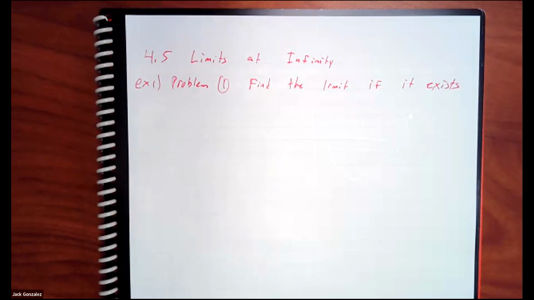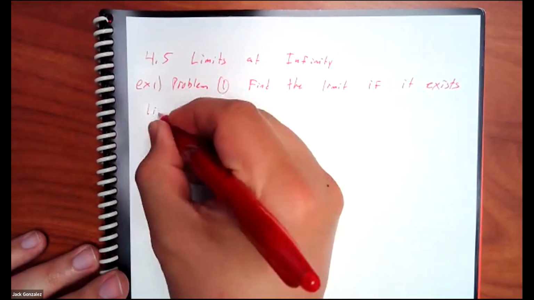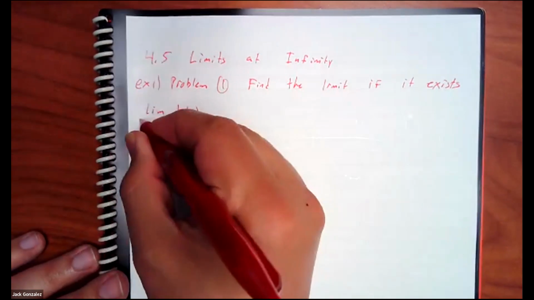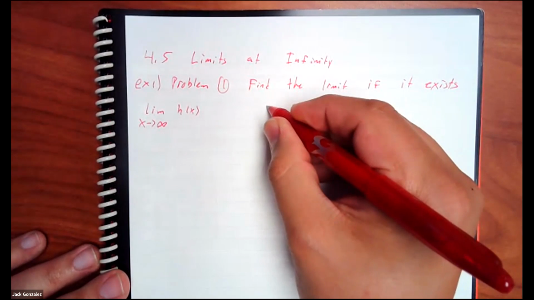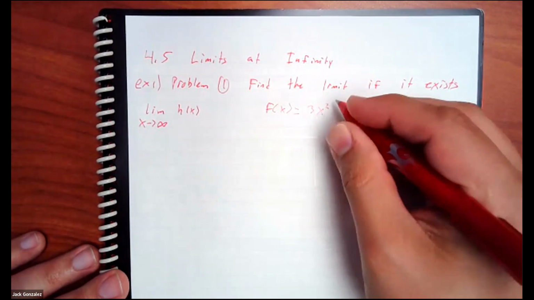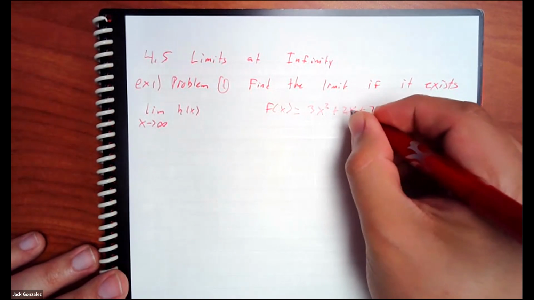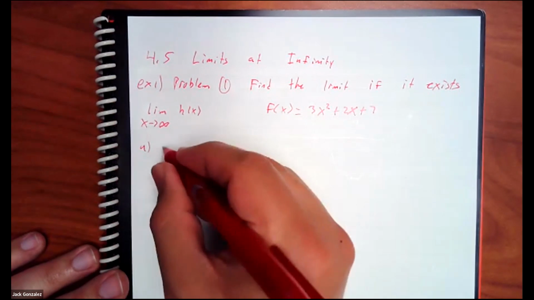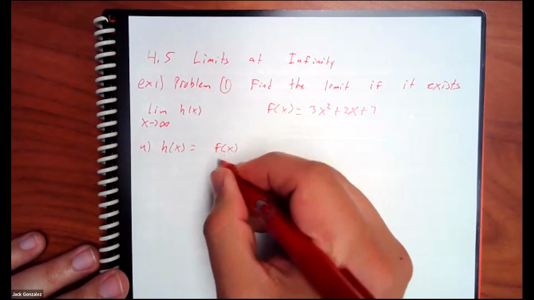All right. I don't know why they do that part A, but it's okay. They tell us to find the limit of h of x in question 1. Then they give us f of x to be 3x squared plus 2x plus 7. On part A, they define h of x as equal to f of x over x.